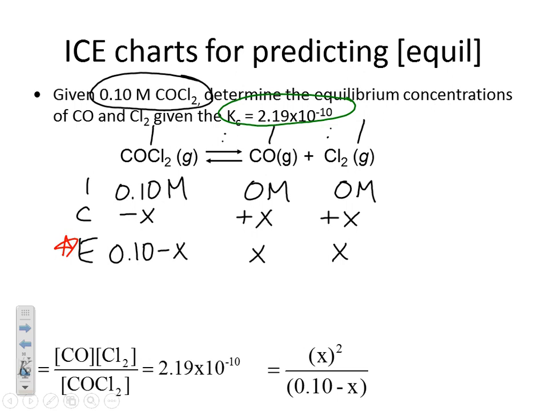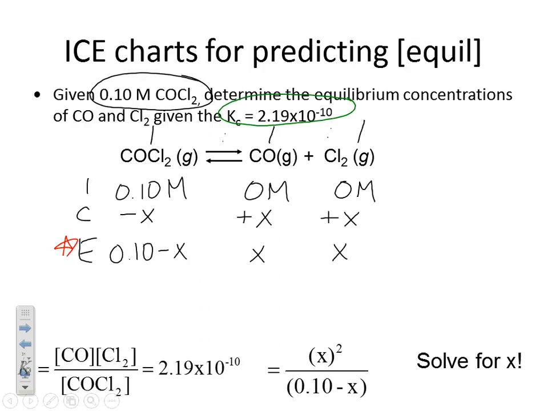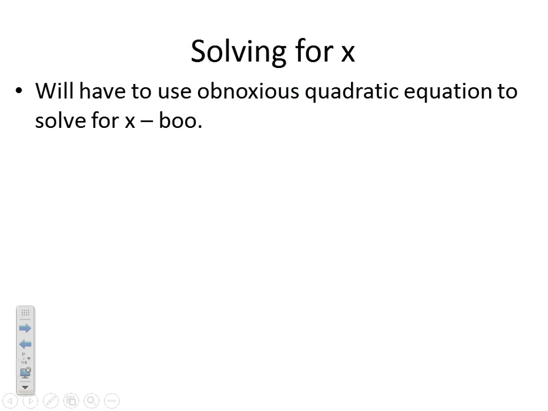Well, there's only one unknown in this. You can solve for X. I know you can. Math has been training you to do that. Here's the thing, though. If you want to solve for X from that previous expression, you're going to have to use the quadratic equation. You have to. If you go back and look at this, we have X squared over 0.1 minus X equals 2.19 times 10 to the minus 10th. That's going to wind up being a quadratic. You're going to get two answers, and you have to evaluate both of them.